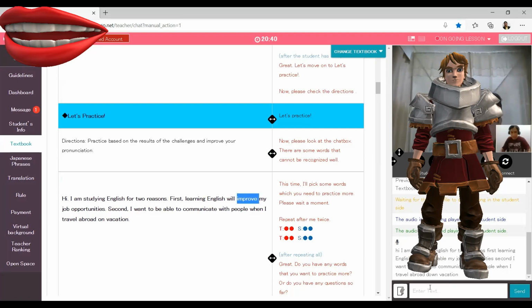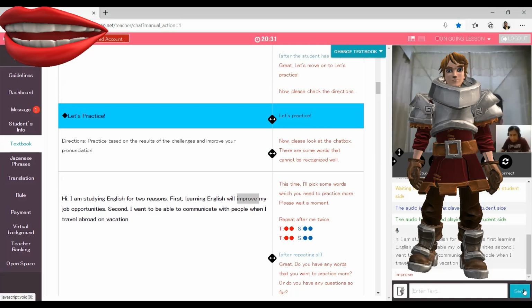Let's practice this one. Improve. One more time. Improve. Yeah, improve. And again the word on. The word on was recognized as down. So make sure, on. That's right. You need to prolong it to make it clearer to the system. On. All right, so on vacation.